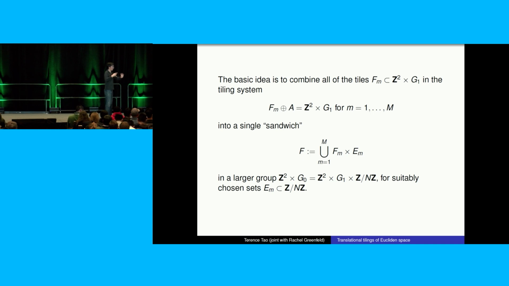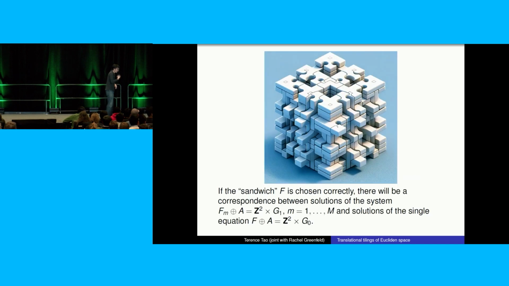The single tiling problem for the sandwich, if you do it correctly, is equivalent to the simultaneous tiling problem for the slices. Okay, so this is my single AI-generated image. I wanted to see if ChatGPT can illustrate this concept. So each of the jigsaw puzzle pieces represents one tile.